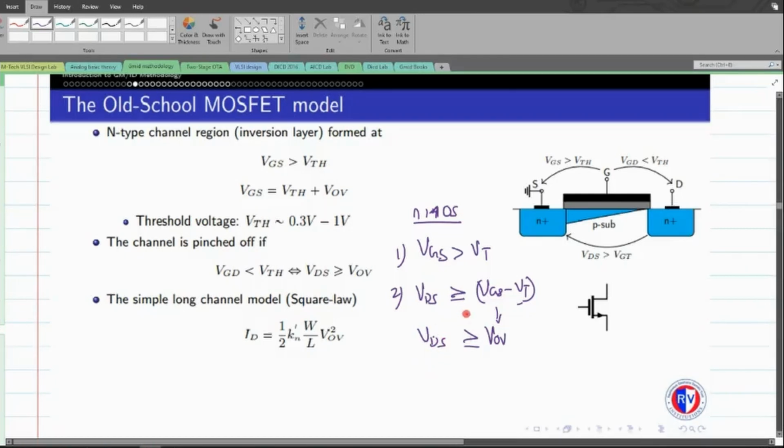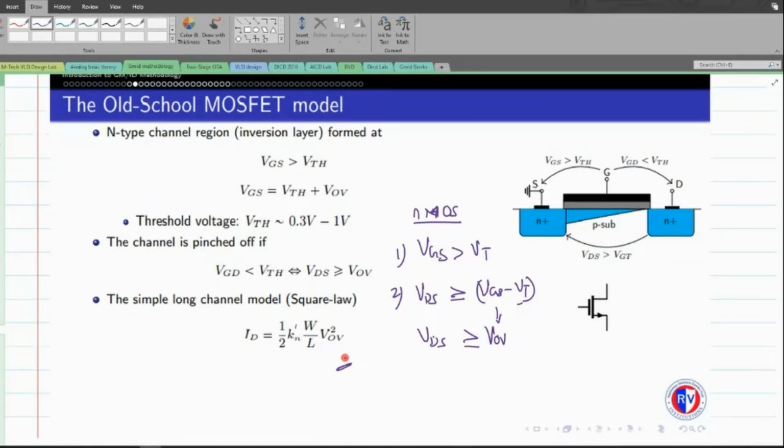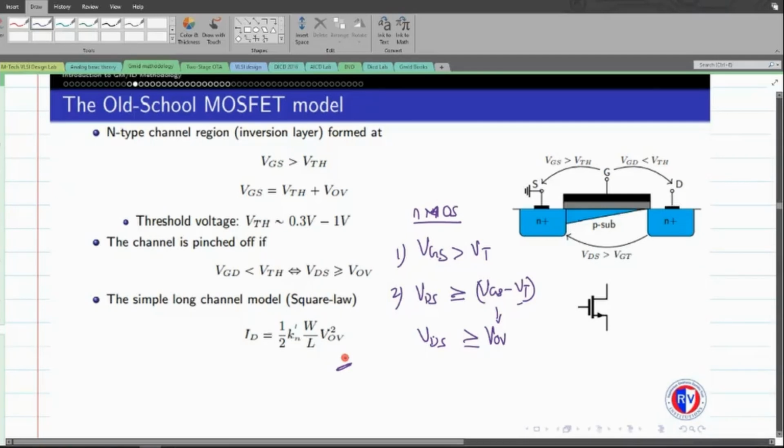Clear? And the current equation in the saturation region can be written as ID equal to half Kn dash W by L times VGS minus VT the whole square, or VOV square. So now this is the model that we always use whenever we study analog circuit designs in our courses, right? So now let us see the actual behavior of the circuit.